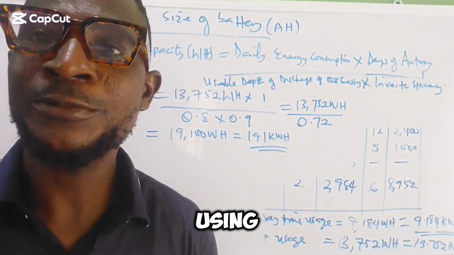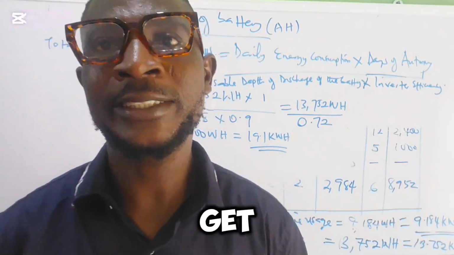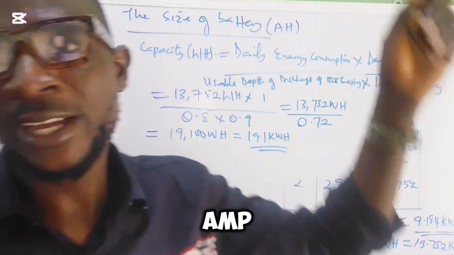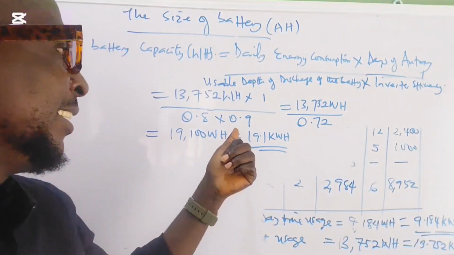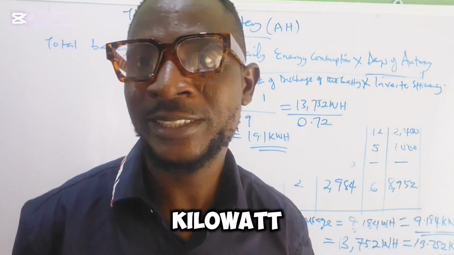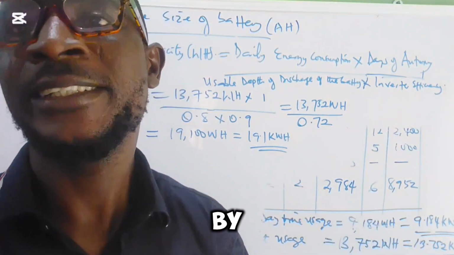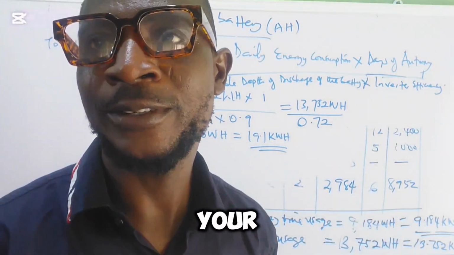Volts. So let's say we are using 48 volts. So for you to get the battery size in ampere hour, you have to divide the energy in watt hour by the nominal voltage of your inverter.